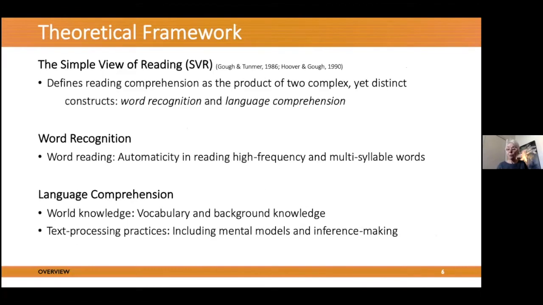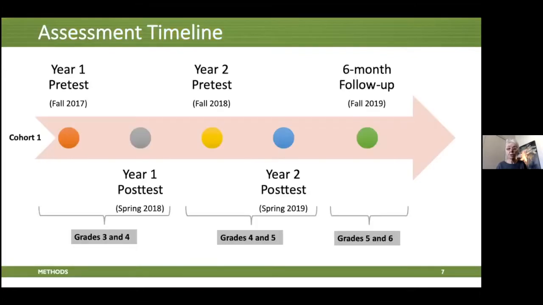The theoretical framework is one that I think you're very familiar with, so I will just mention it, which is the simple view of reading, indicating that what is referred to as decoding or word reading has a multiplicative relationship with language comprehension or linguistic comprehension in such a way that they explain reading comprehension.